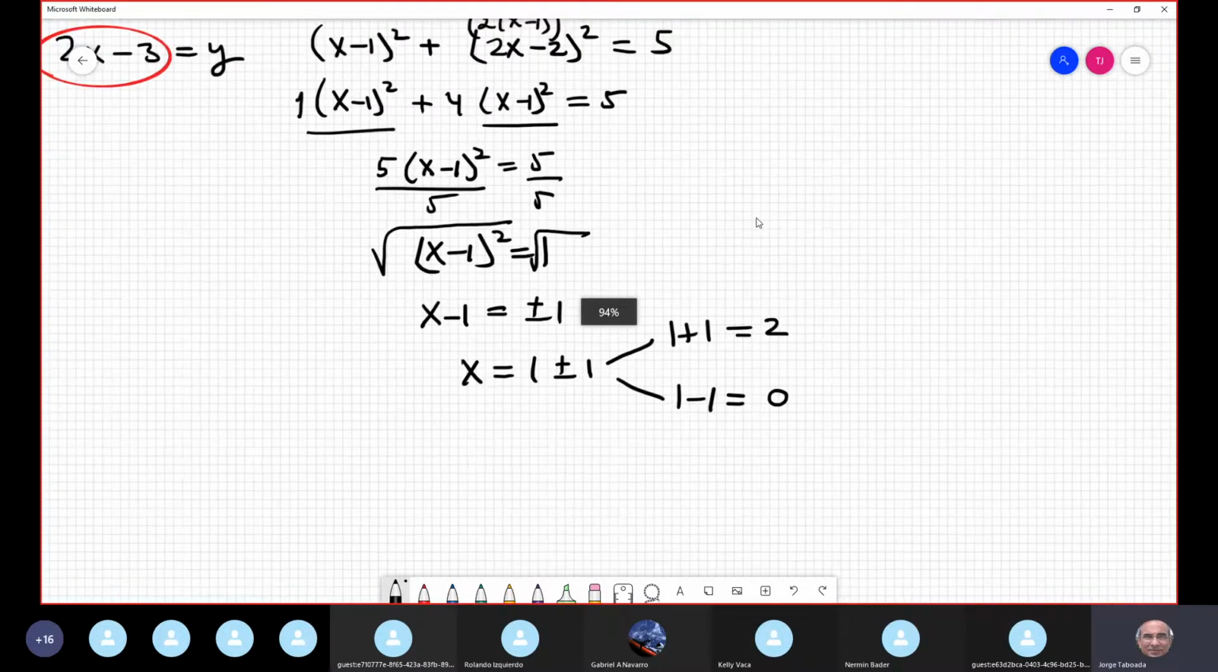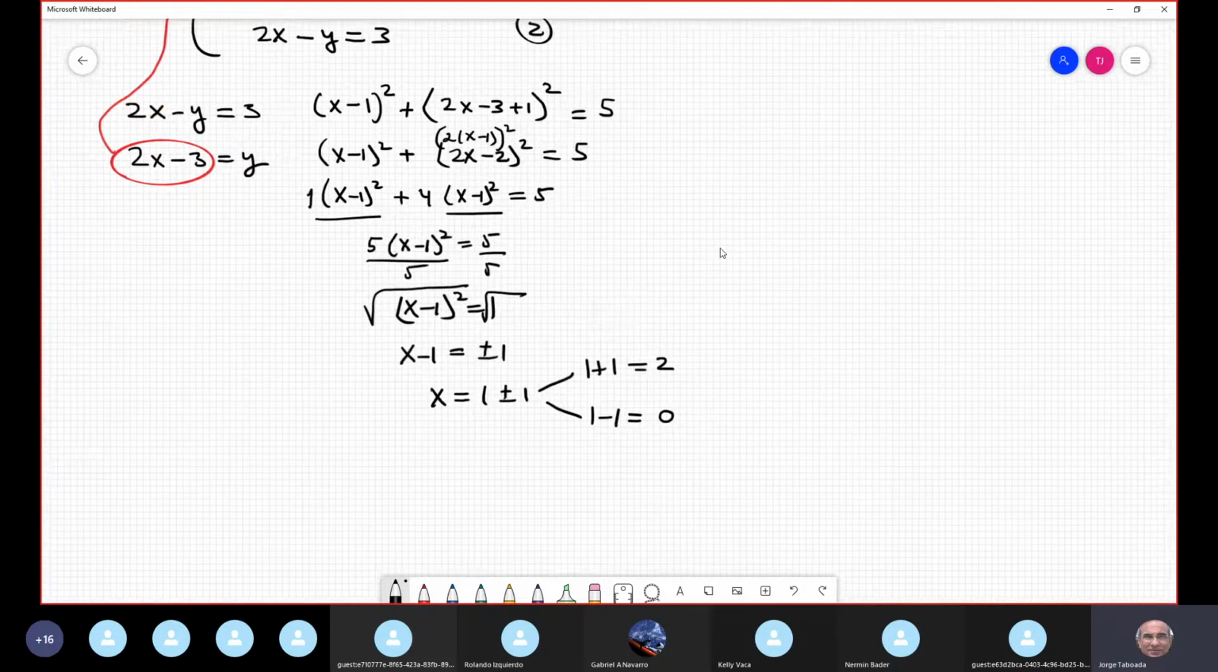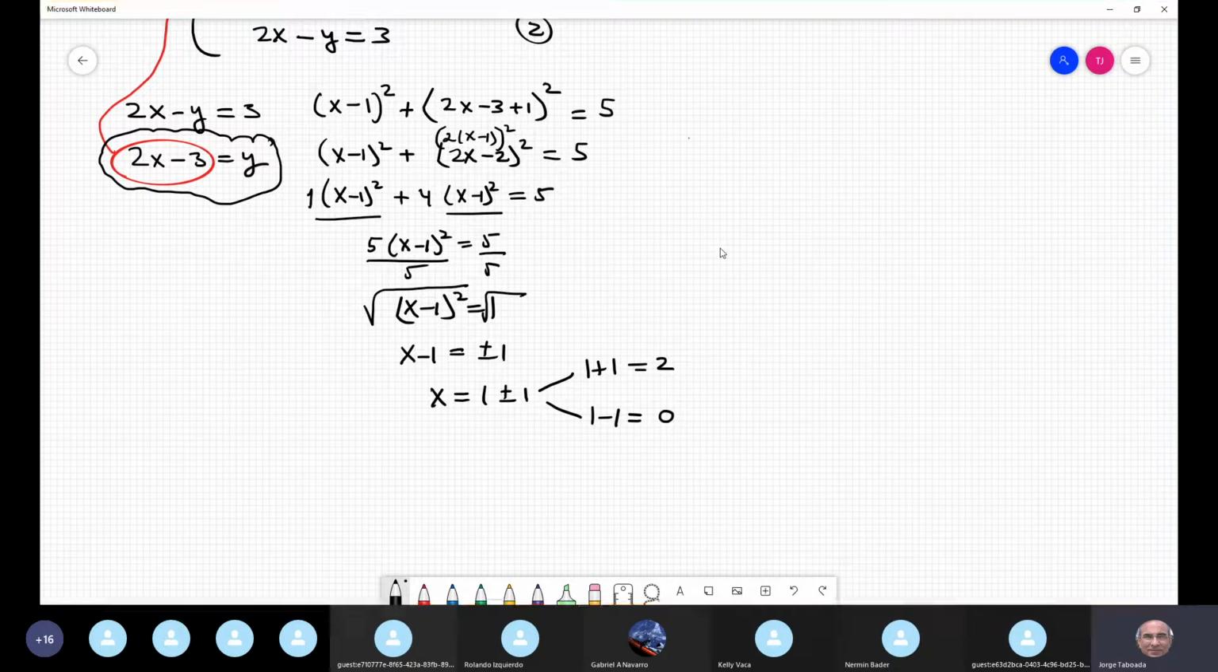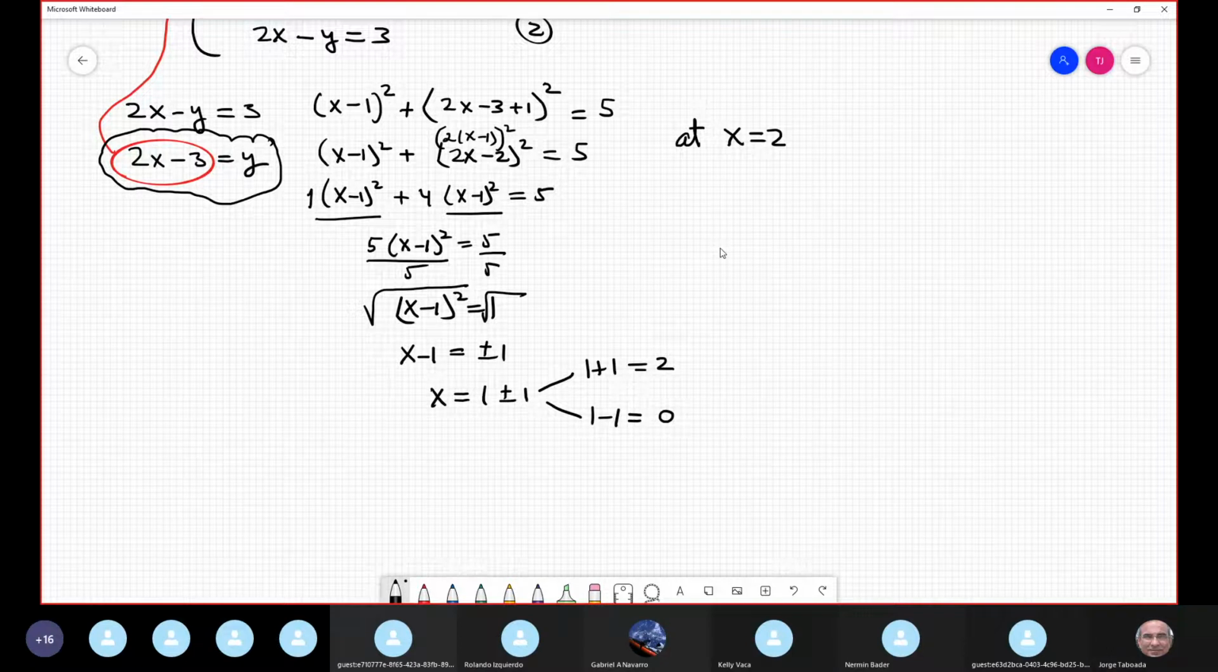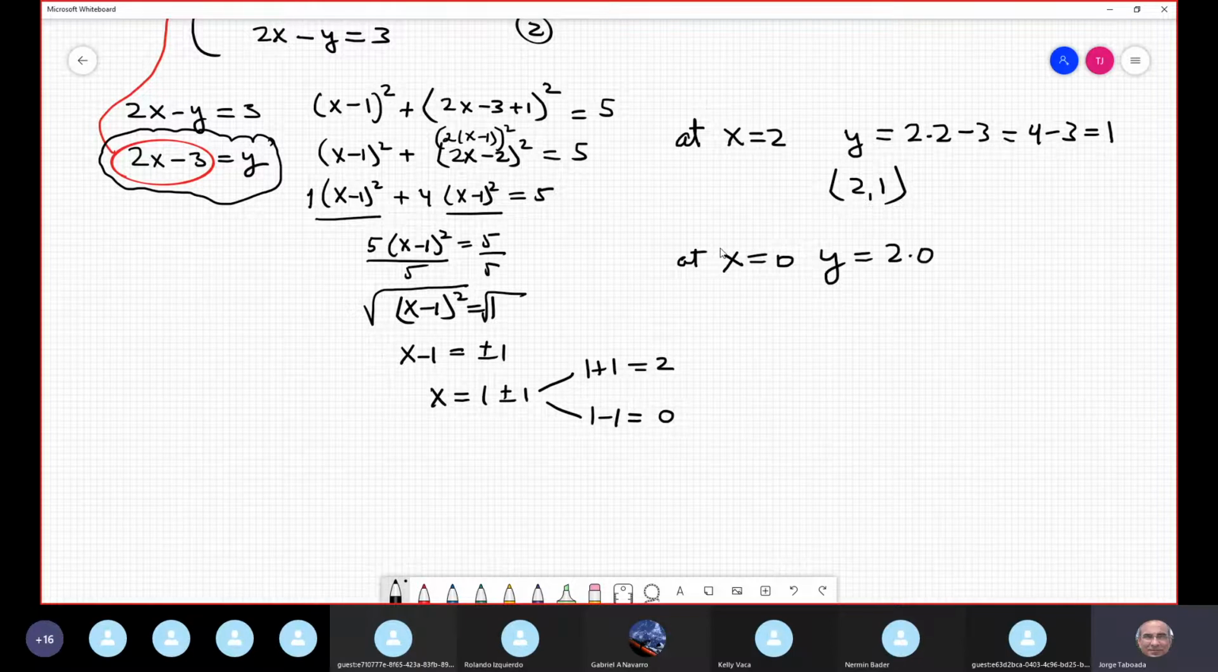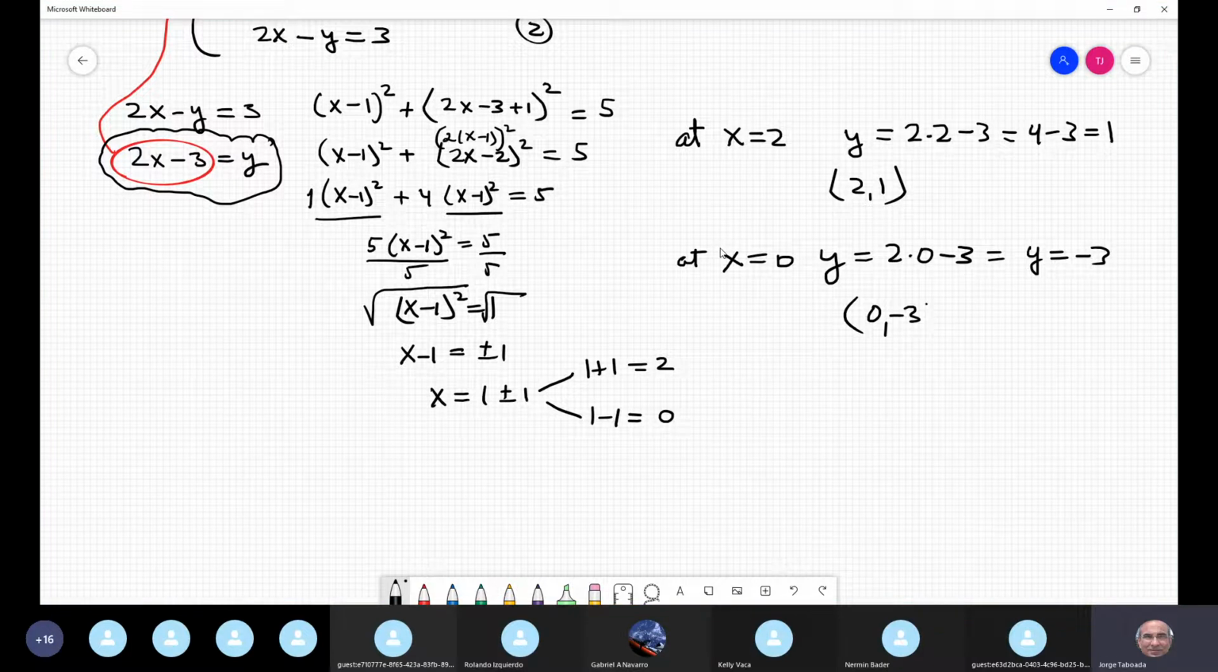Associated with the x value, I substitute here in order to get the y value associated. Suppose x equal to 2, plugging into here, y is equal to 2 times 2 minus 3. 2 times 2 is 4, 4 minus 3 is 1. And the point is the point (2, 1). Super. At 0, y is equal to 2 times 0 minus 3. y equal minus 3, and the point is the point (0, negative 3). Boom. So we expect two solutions.